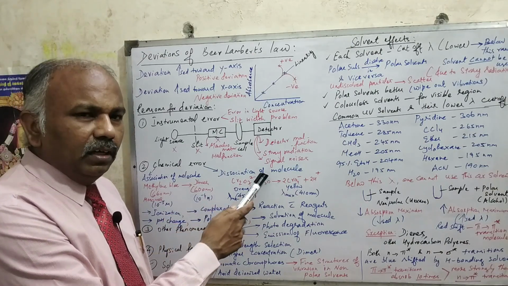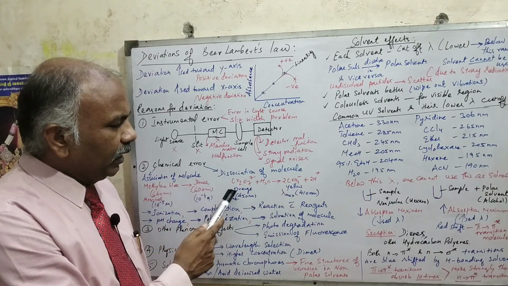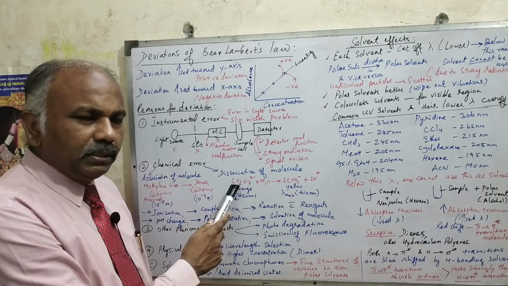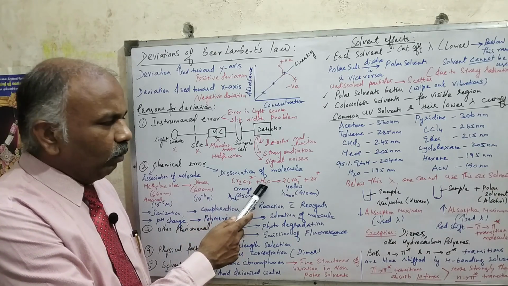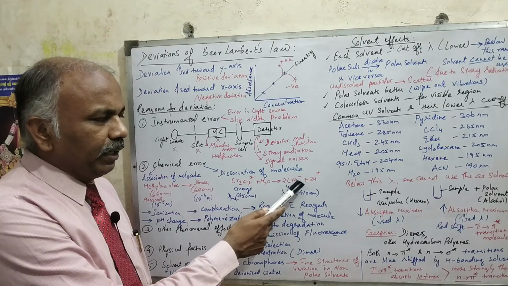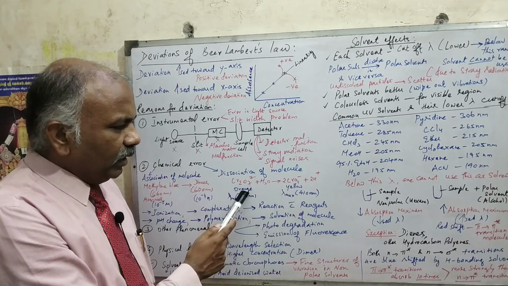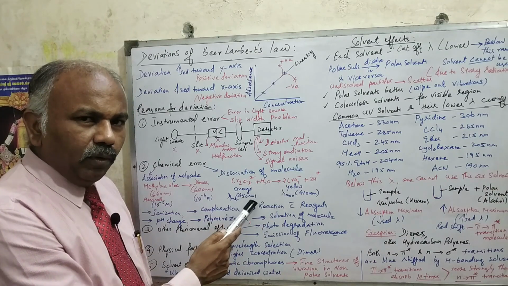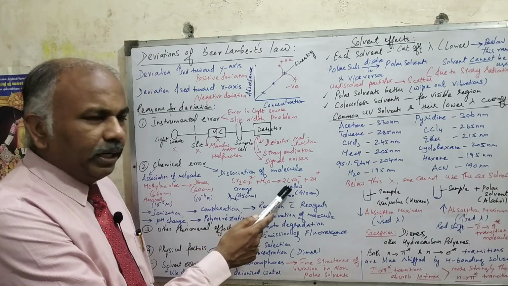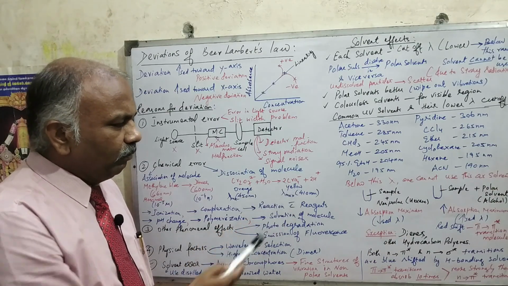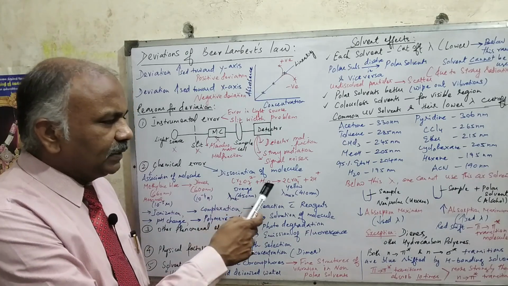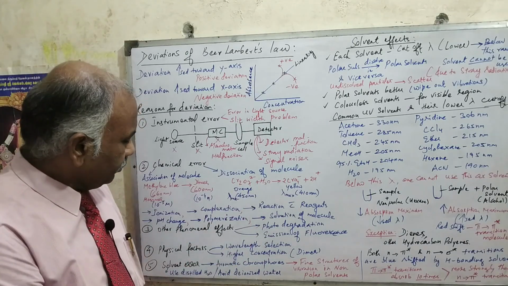Dissociation of the molecule is also one of the reasons for chemical error, where potassium dichromate, upon hydrolysis in water, is converted into chromate ion as well as hydrogen ion. Dichromate is orange in color, with a lambda max of 450 nanometer, whereas chromate is yellow in color, with a lambda max of 410 nanometer. So this is an example for dissociation of the molecule.